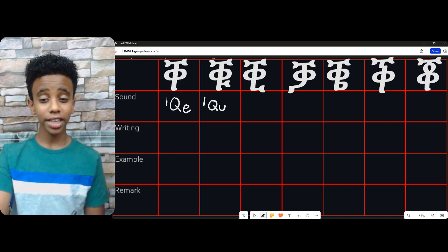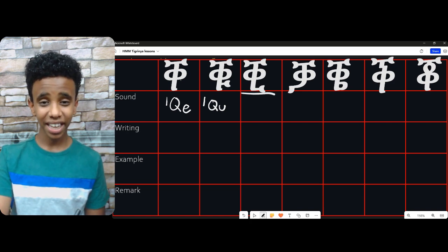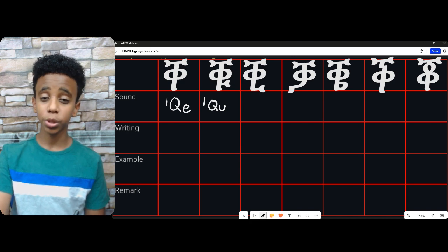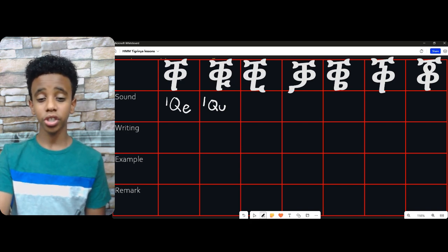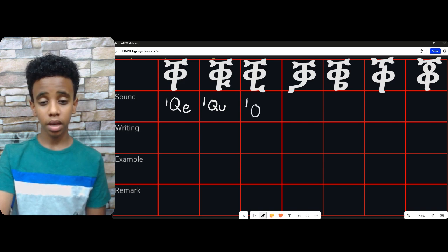Let's go to our third Tigrinya letter. Our third Tigrinya letter is the letter E. E. And if you were to write E in English, you would write it as apostrophe Q I. This is how you write E.